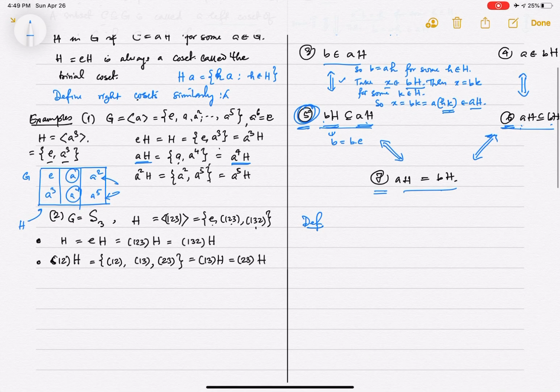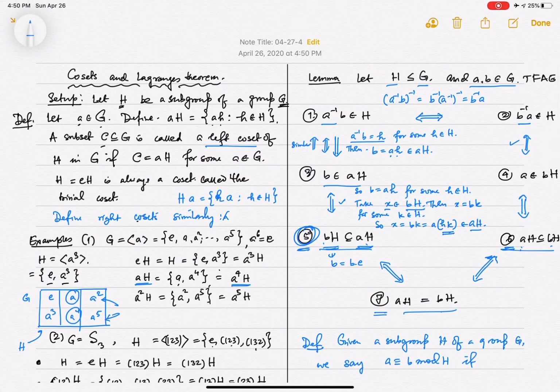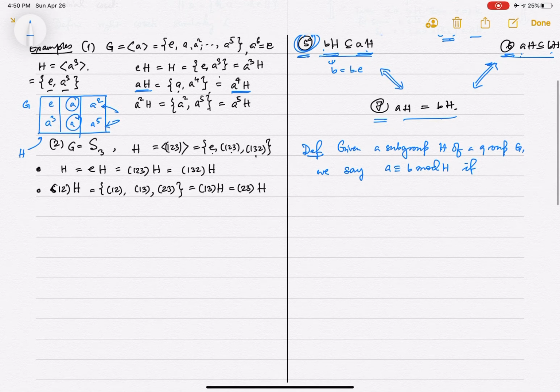But let me write something down. The setup is still the same. Given a subgroup H of a group G, we say A is congruent to B mod H if any of these 7 conditions hold. Let me just write the first one, A inverse B in H. So i.e. any of these 7 conditions hold. If one of them holds, then all of them hold. So all of them hold, actually.